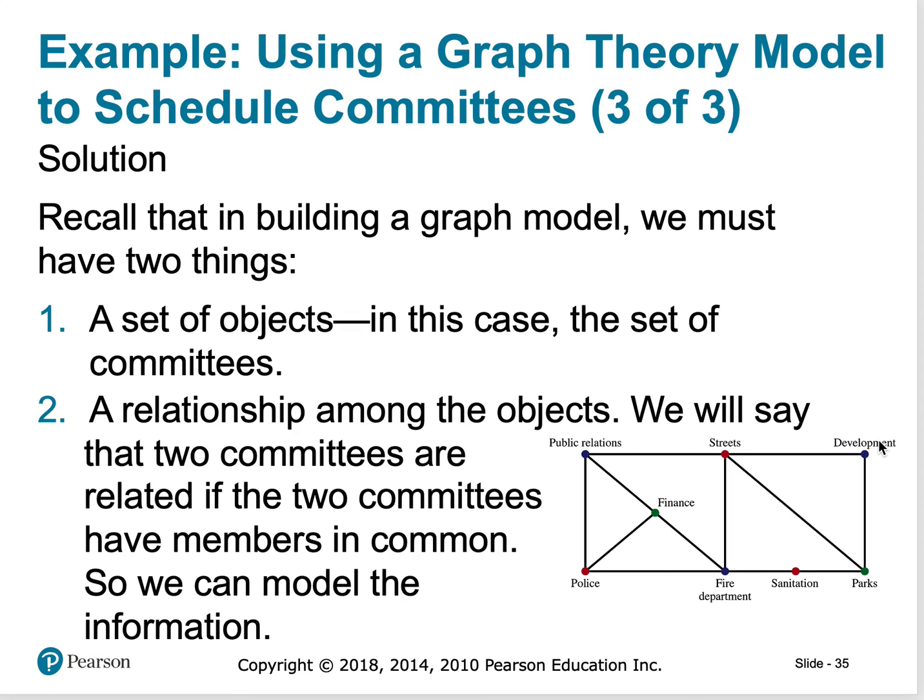So in building the graph model, I must do two things. I can have a set of objects, which in this case would be committees, and the relationship to the objects would be that two committees are related if they have the same members in common. So by members, we're passing through pieces of the vertices.